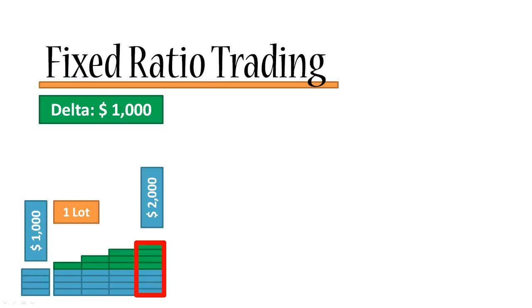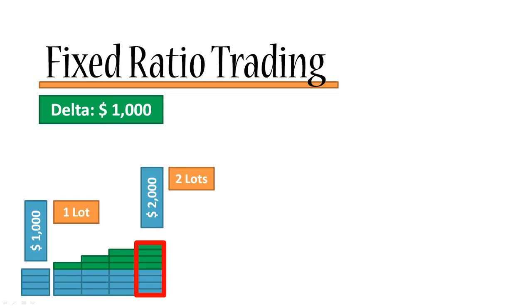So now we have $2,000 on our account, and as per the fixed ratio money management method, we are allowed to increase our trading volume to the next step. The next step is two lots. Now let's do the same iteration again.